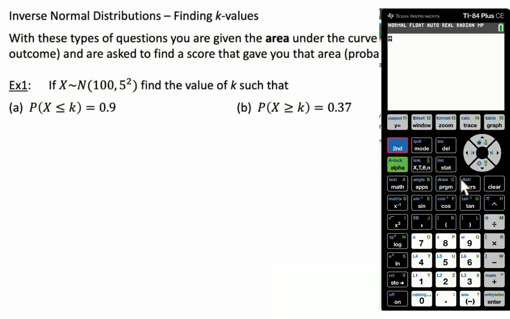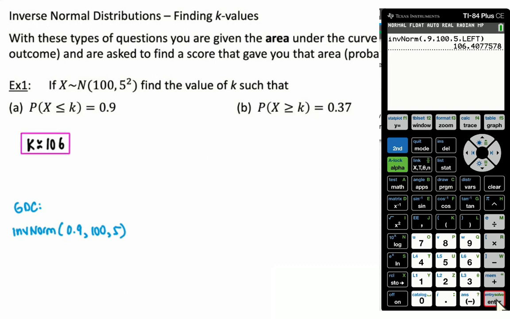So here we are going to go into our distribution menu. So second, distribution, choose option 3, the inverse normal. We are going to enter 0.9 for area. Our mean is 100. Our standard deviation is 5, and we are going to select left tail since the area that's being shaded is to the left of our value k. Paste the value, and we get an answer of 106 rounded to 3 significant figures. Okay, so here are the calculator steps on the screen and our final answer.